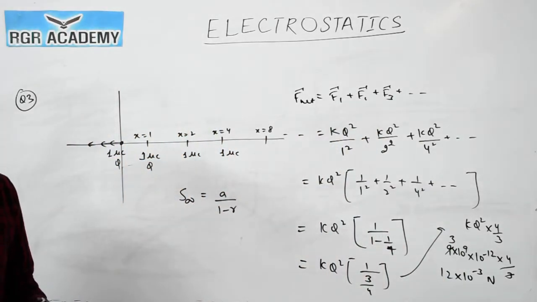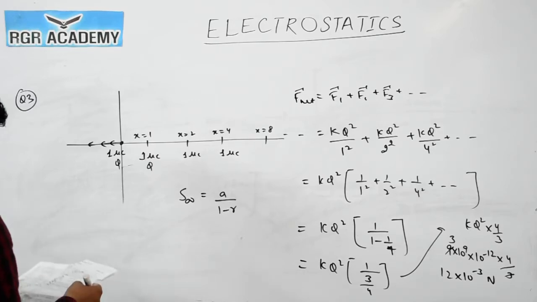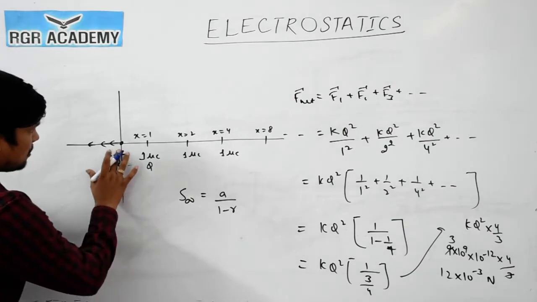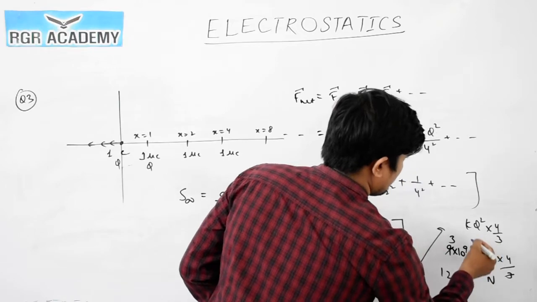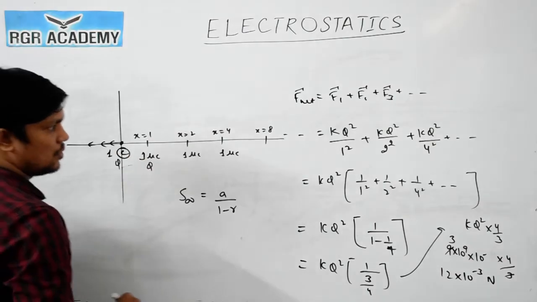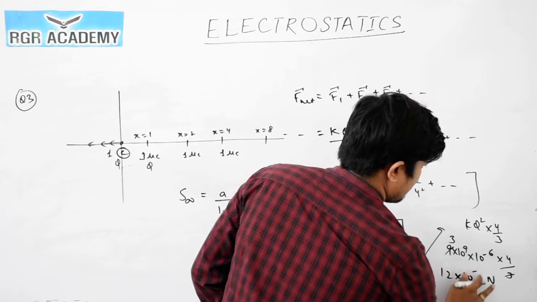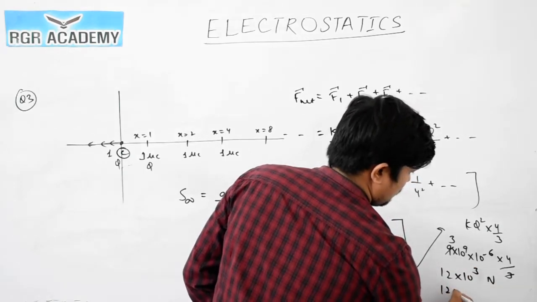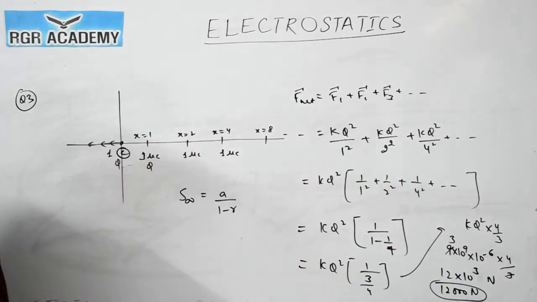Clear? Just wait, I will check this. Options are not matching. Here how much charge have they placed? 1 coulomb only. So the power will be minus 6, not minus 12, because here the charge is 1 coulomb, not 1 microcoulomb. So the answer is 12000 Newton.